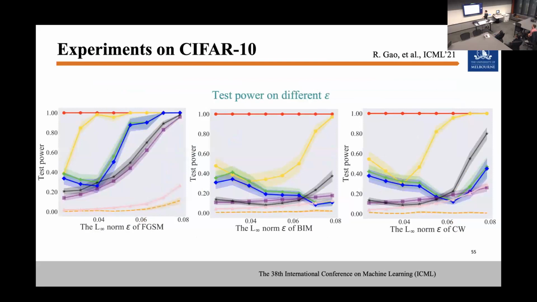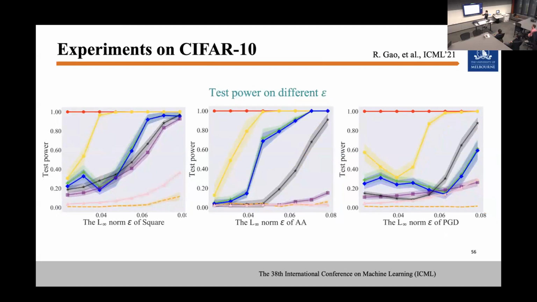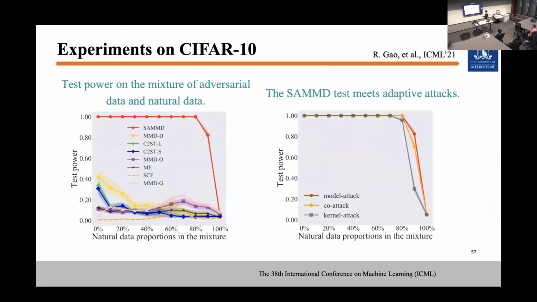It still holds if we change the test power on different epsilon, for different methods. Here we also consider what will happen in a natural data mixture situation: maybe in the batch of data coming in, we have the adversary data and the natural data mixed together. So what will happen in that case? Here is the natural data proportion in the mixture. You can see when we increase the natural data proportion, the test power gets lower, but we still have very high performance.